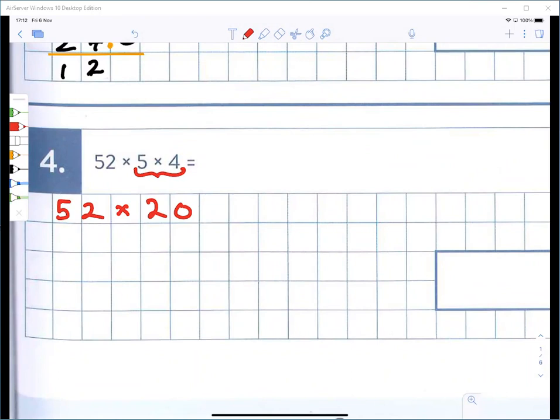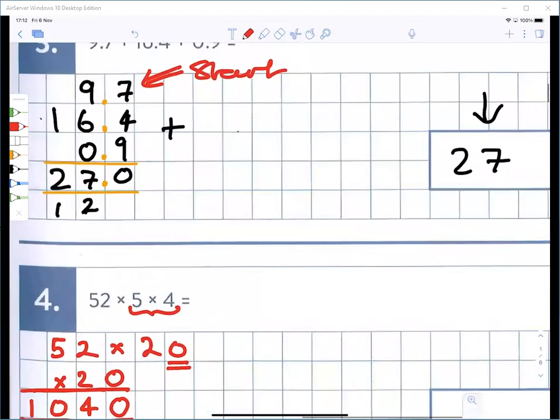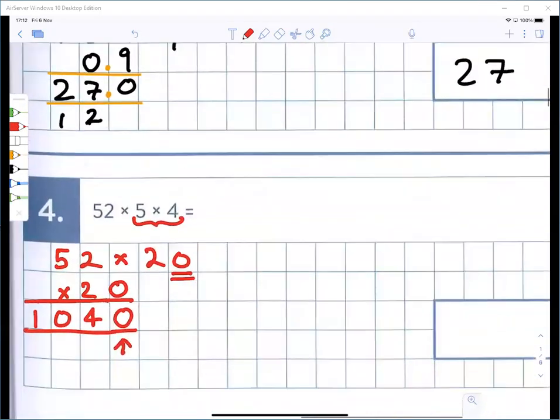52 times 20. What's the easier way to do 52 times 20? You do 52 times 2, and then 52 times 0. So 52 times 2 is? 104. And then because we're multiplying by 20 in reality, what do we do over here? Make it 10 times bigger by adding a 0. There you go.